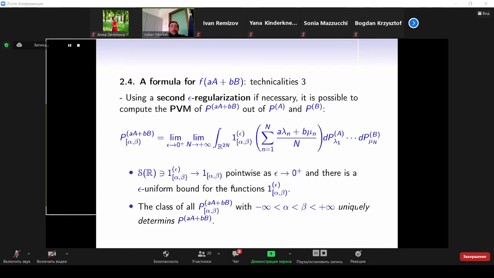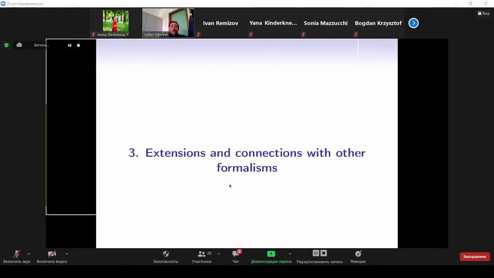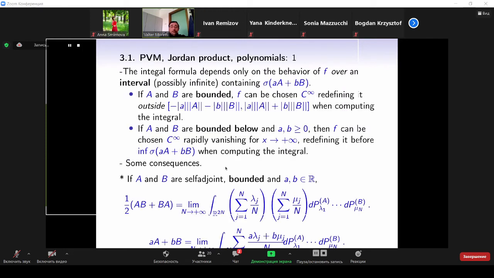Okay, the formula permits to obtain other results. In particular, we can produce a practical representation of this Jordan product. The idea is very simple.